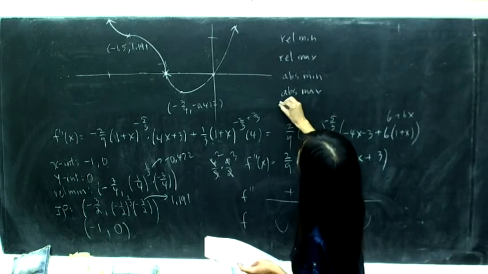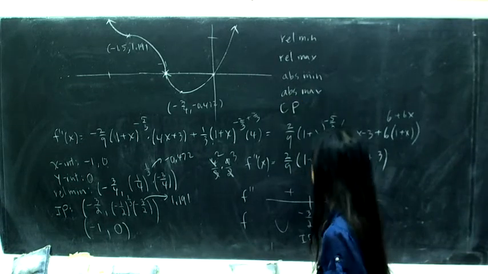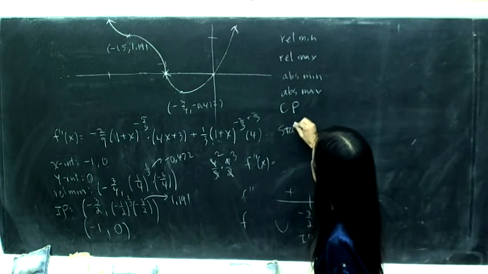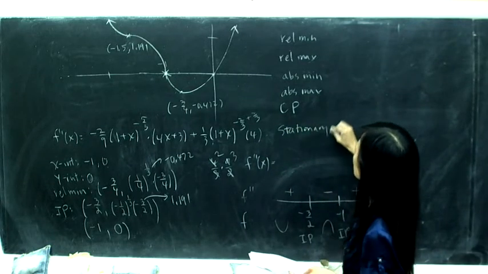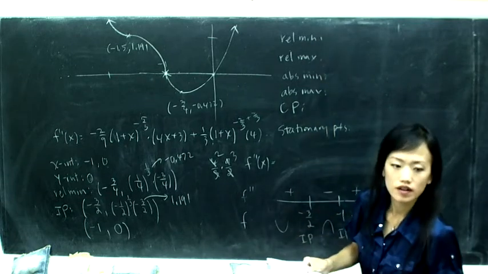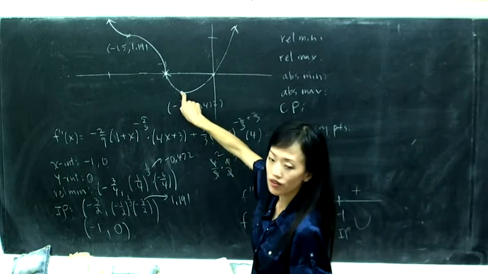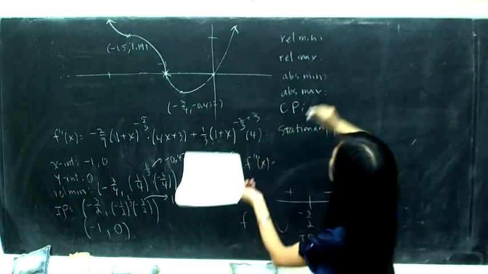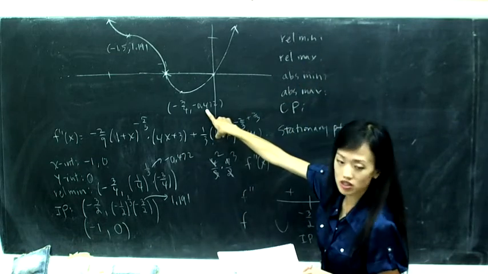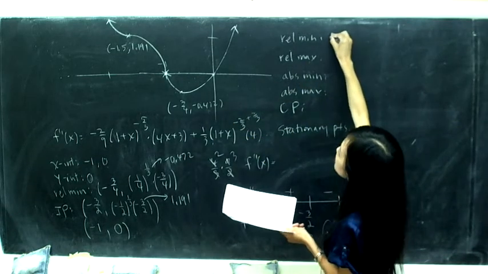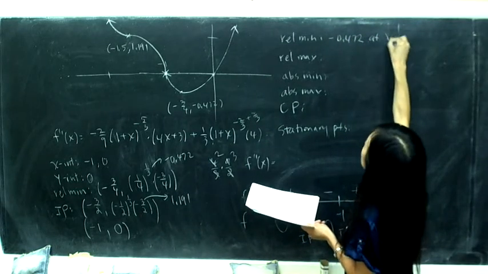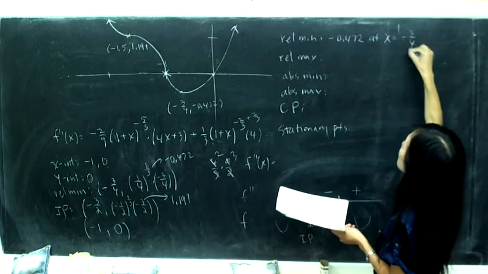And then critical points, stationary points. Okay, first one, relative minimum is located at only here, right? Any other ones? No. So for the relative minimum, you have to mention this one first: relative minimum of negative 0.472 at x equals negative 3/4, like that.